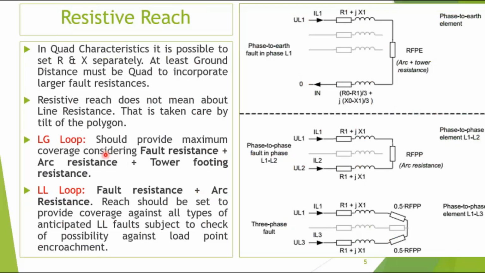Now this page was already covered. So in an LG loop, we should provide maximum coverage of fault resistance, considering the object resistance, arc resistance, and tower footing resistance, which we were talking about.